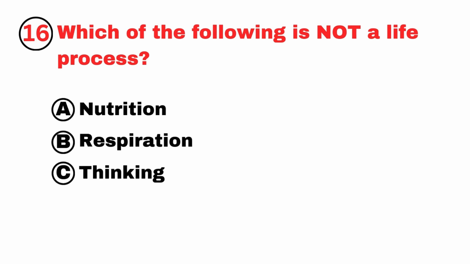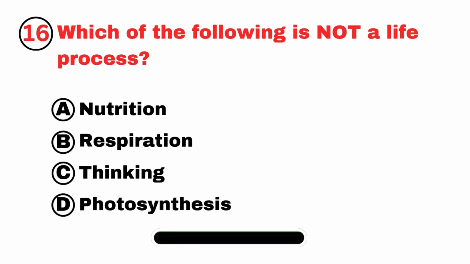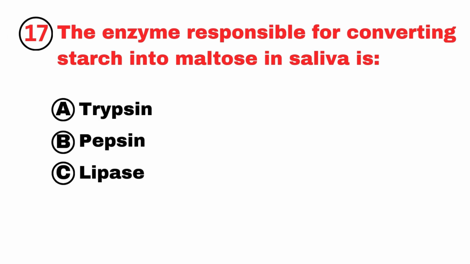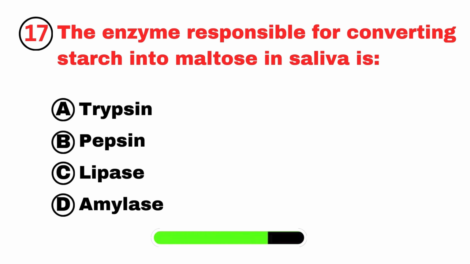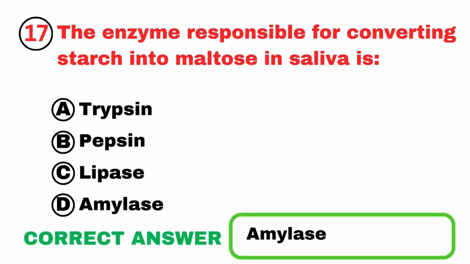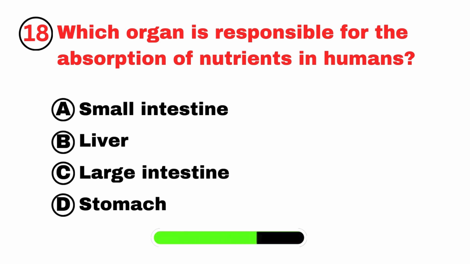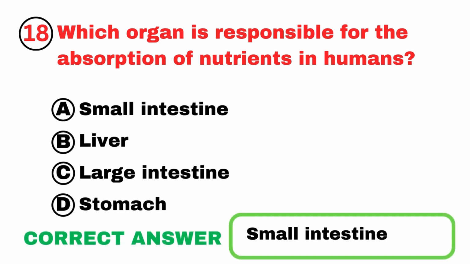Which of the following is not a life process? Thinking. The enzyme responsible for converting starch into maltose in saliva is amylase. Which organ is responsible for the absorption of nutrients in humans? Small intestine.